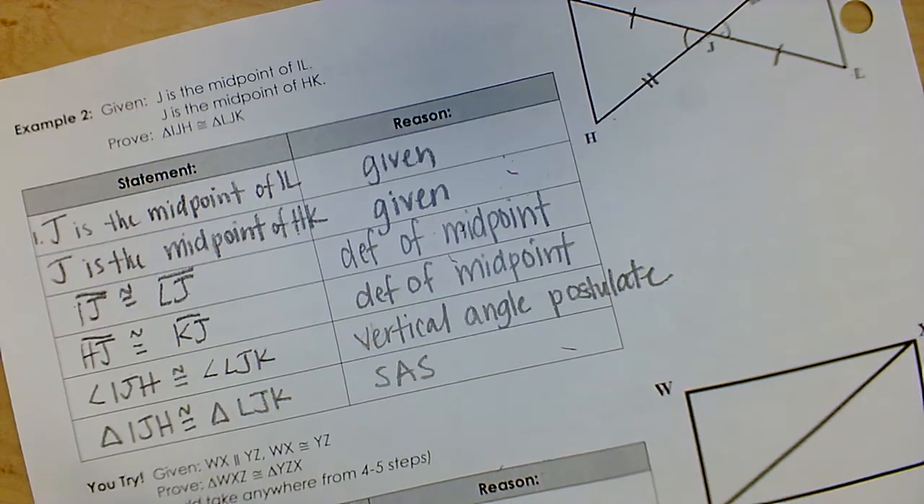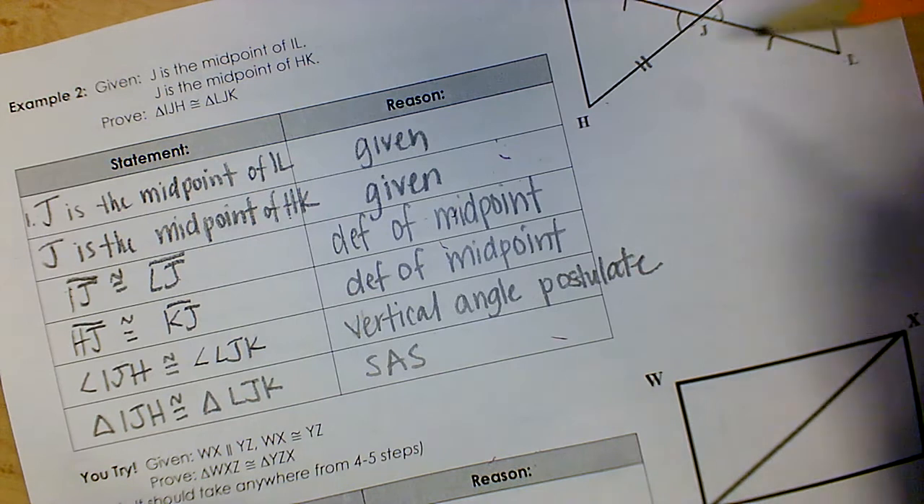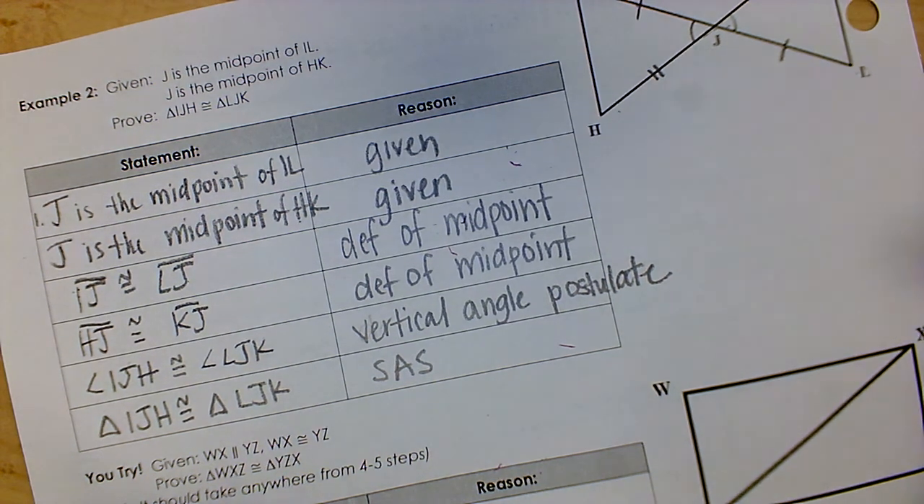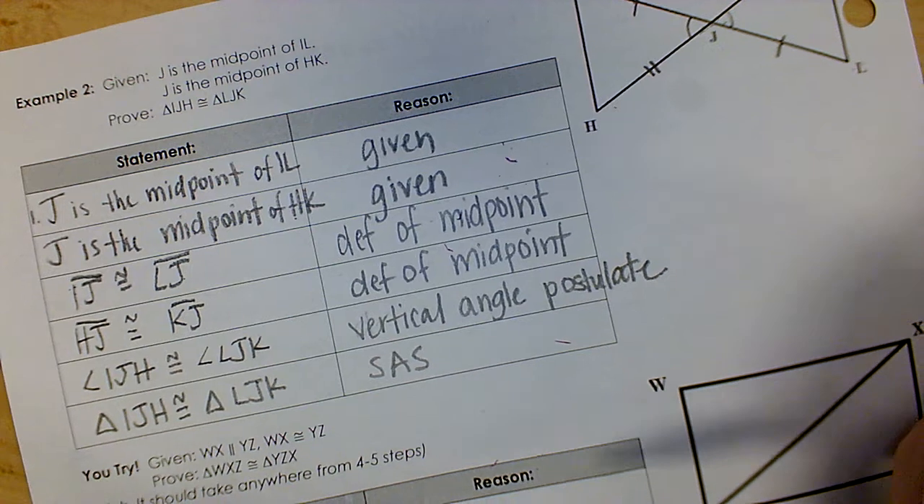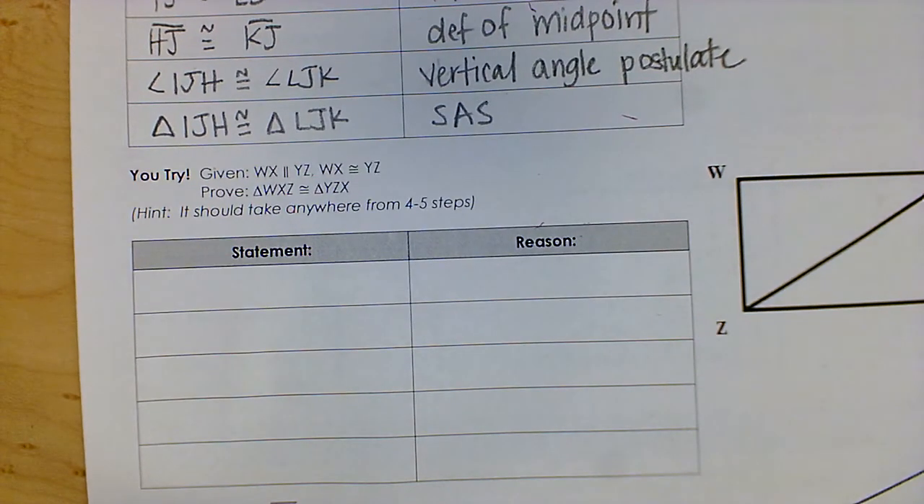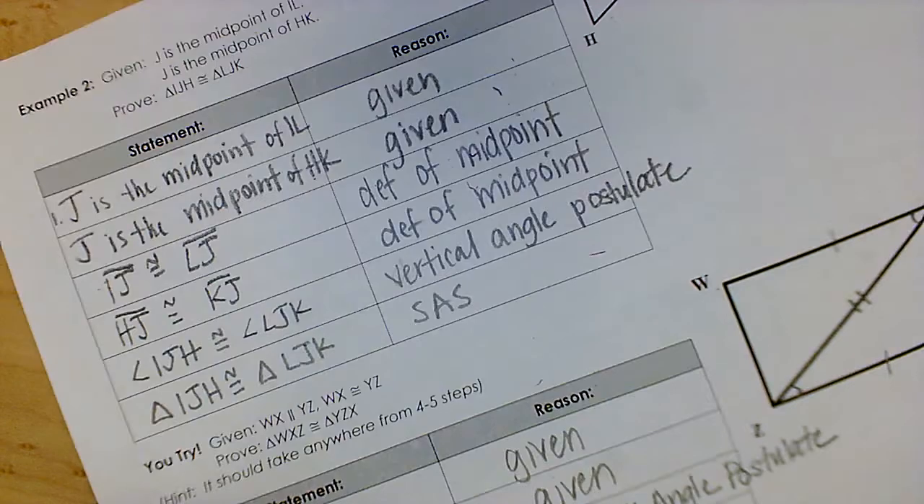There we have it. So we just proved these two triangles are congruent by side angle side. So again, you start with your given, you look at what it's telling you and try to find stuff from it, and then from there you try to prove it. So let's go ahead. There's a you try. So I'm going to pause for a second and let you try your you try. So go ahead and give it a shot.